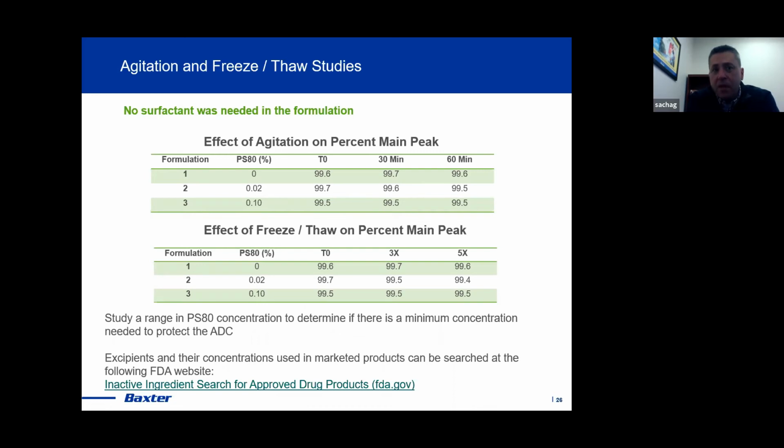This is an example. This is an antibody-drug conjugate. These are actually from 2 different antibody-drug conjugates that were studied. Effective agitation and effect of freeze-thaw. And here we have polysorbate 80 presented at no. How do you mitigate polysorbate degradation? Oh, that's a good question.